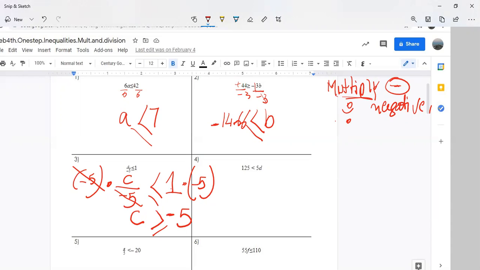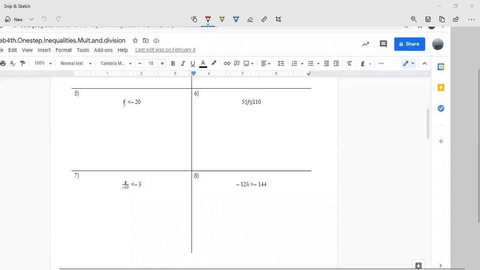Let's do this one here. We have to divide both sides by 5 to get rid of that 5. 5 is not a negative number, so I'm not switching the inequality symbol. I only switch it when I multiply or divide by a negative. Here, the 5 cancels. You're left with d, and the symbol stays the same. And 125 divided by 5 is 25.